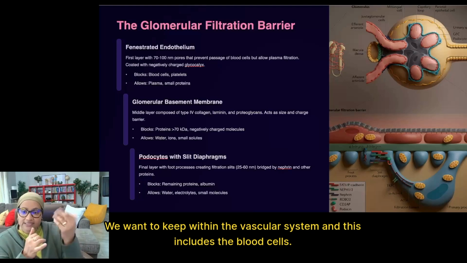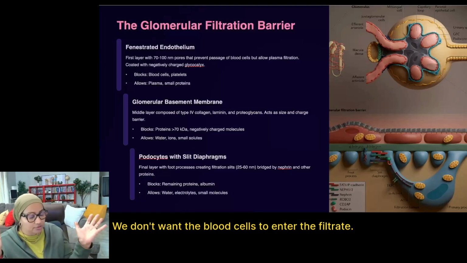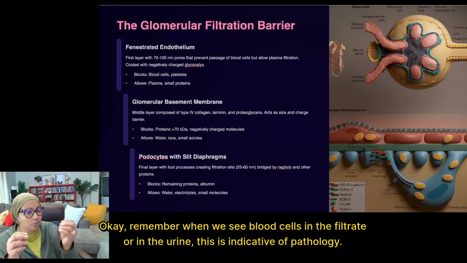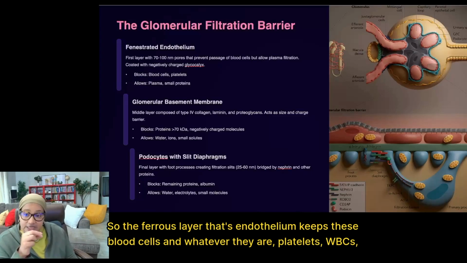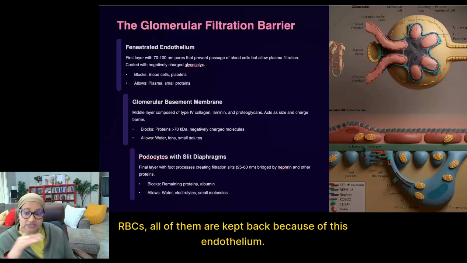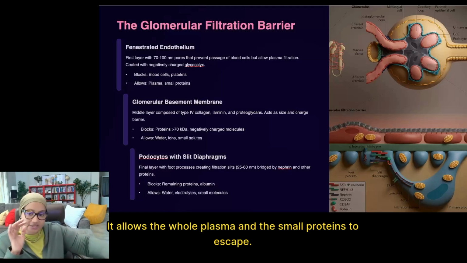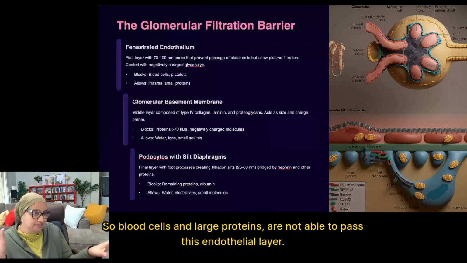And this includes the blood cells. We don't want the blood cells to enter the filtrate. Okay, remember, when we see blood cells in the filtrate or in the urine, this is indicative of pathology. So it's not normal. So the fenestrated layer, the endothelium, keeps these blood cells back, whatever they are, platelets, WBCs, RBCs, all of them, because of this endothelium. It allows the plasma and the small proteins to escape. So blood cells and large proteins are not able to pass this endothelial layer.